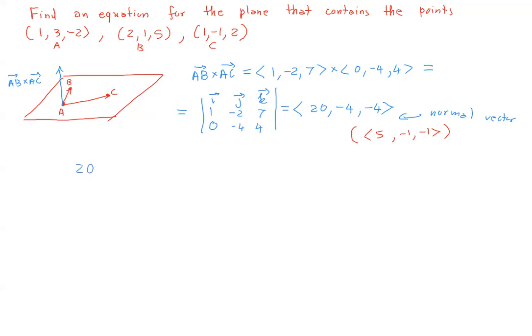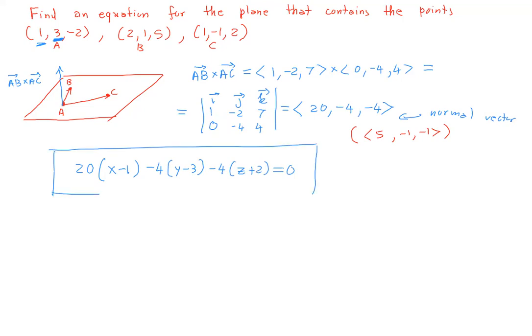Now, again, we have more points than we need. Choose any one point. It doesn't matter which one you choose. I will choose the first point. So it's going to be 20 times x minus 1. I'm taking 1 from this point right here. Then -4 times y minus 3. I'm taking 3 from that point here, so y minus 3. Plus -4 times z plus 2 is equal to 0. And that's the given equation.